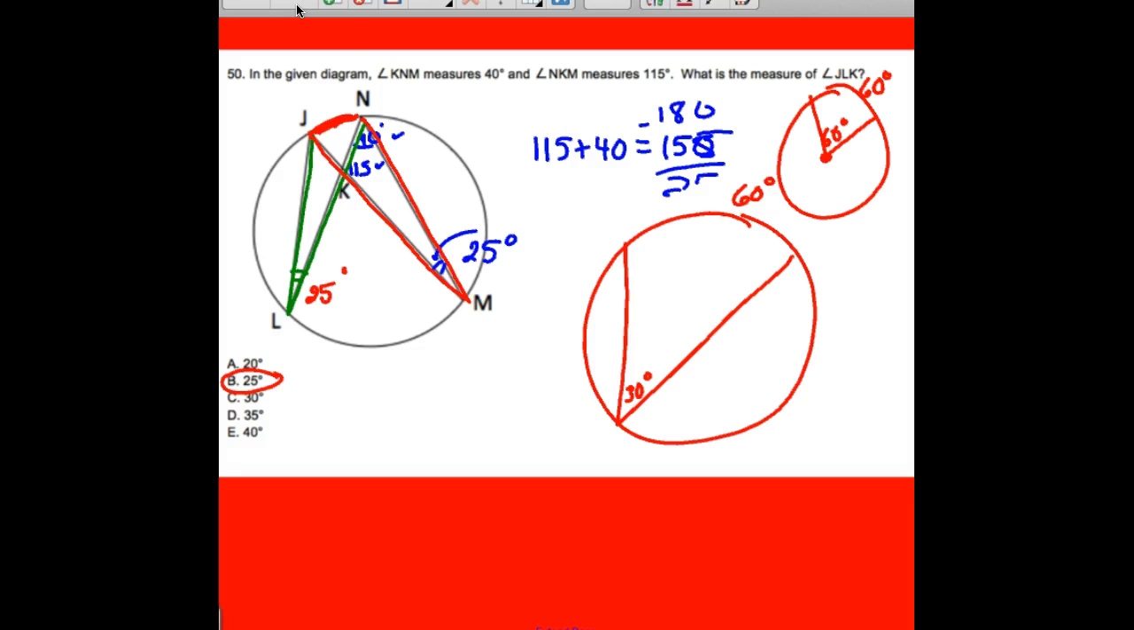So actually, had they asked me what the measure of this arc is, it's 50 degrees, because it's double the inscribed angle. Wasn't asked, but we are done.